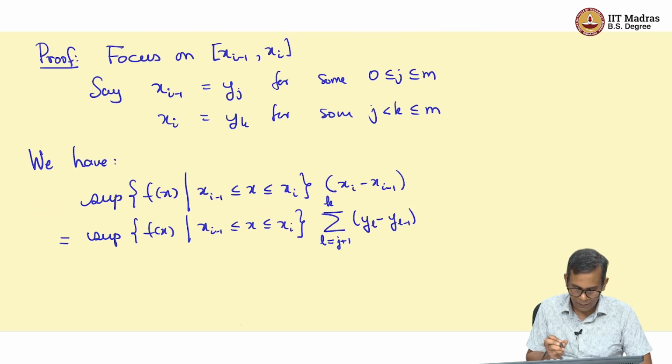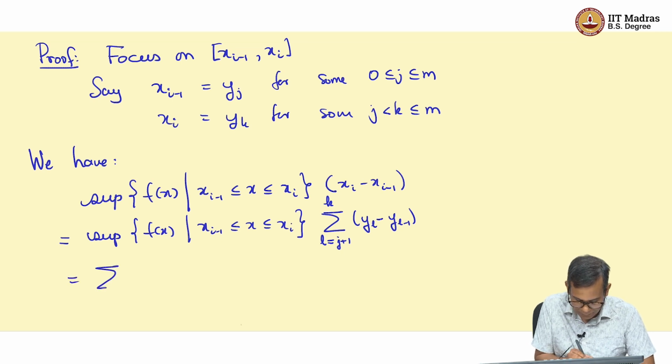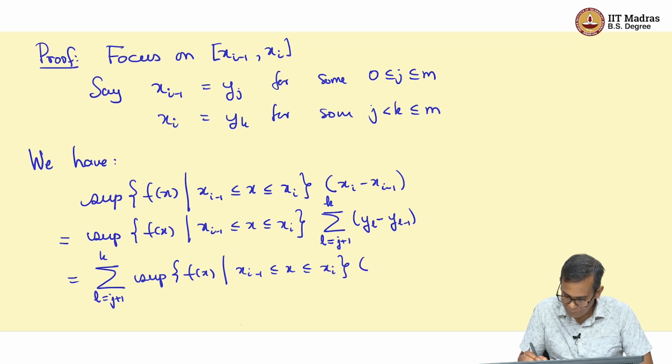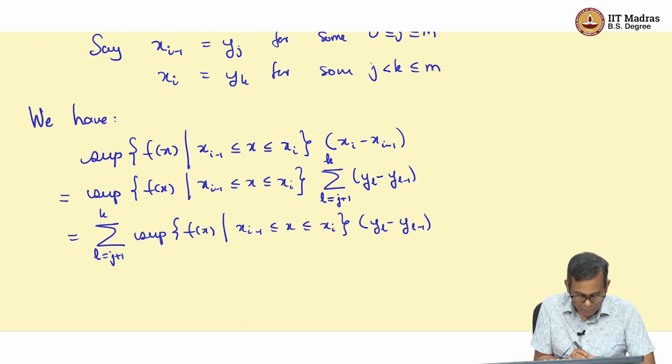Okay, now I can bring this supremum into the sum. So this is nothing but the summation, l goes from j plus 1 to k, of the supremum of f of x, where x_{i-1} is less than or equal to x is less than or equal to x_i, times y_l minus y_{l-1}. But this is greater than or equal to, so this supremum I can reduce by making the set whose supremum is being taken smaller.